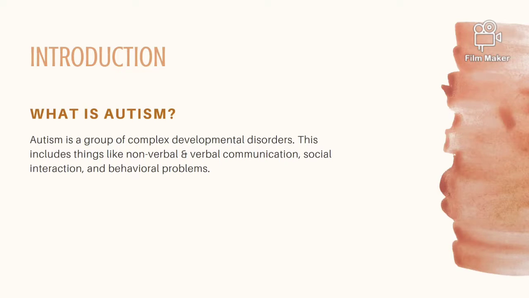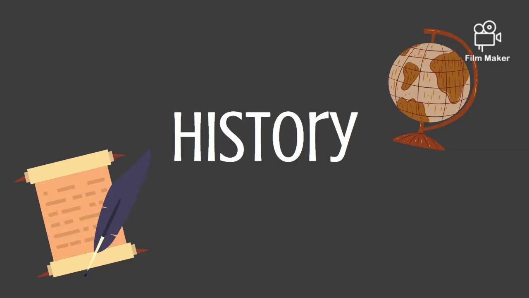Autism is a group of complex developmental disorders. This includes things like nonverbal and verbal communication, social interaction, and behavioral problems. The definition and understanding of autism has been developing since the 1900s.